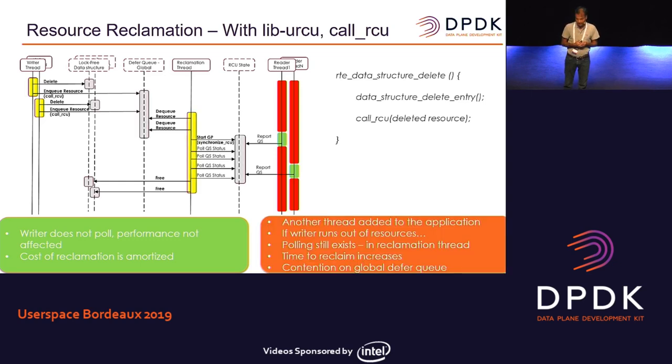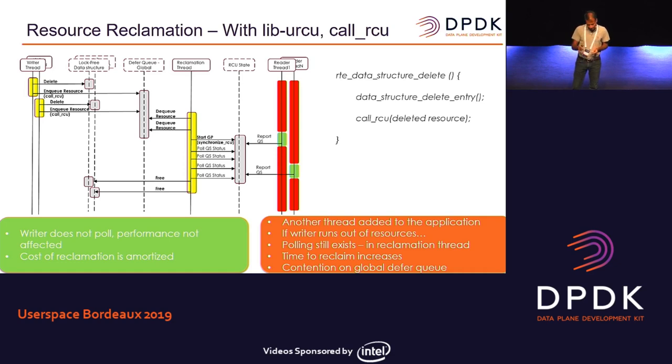But there are some problems that I see. It adds one extra thread to the application, the reclamation thread. The other issue that I see is if the writer thread runs out of resources, even though those resources are on the defer queue and he could reclaim and allocate a resource from there, he can't do it because the reclamation has to be done by the reclamation thread. So I see that as one of the disadvantages. Even though there are resources that could have been acknowledged by the readers as ready to free, you can't do that.